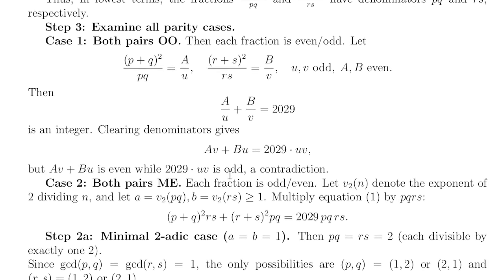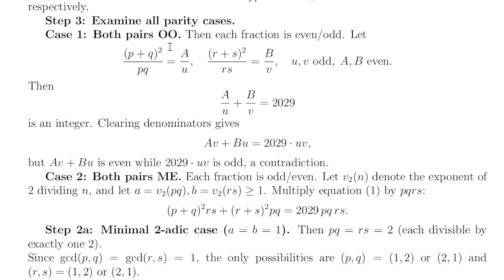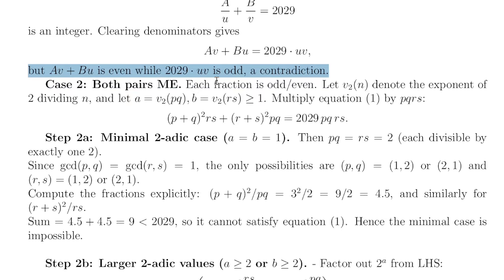Okay. Now we are examining all the cases. The first case is that both pairs are odd. So we will have a by u, b by v, then we take the LCM and transpose it. So we get av plus bu is equal to 2029 times uv. And u and v are obviously both odd here, and a and b are even. So since these are even and this is an odd term, it's a contradiction directly. We come to the mixed pair.